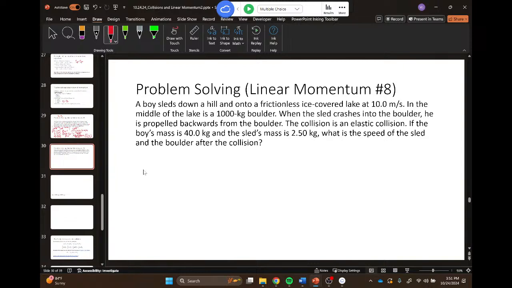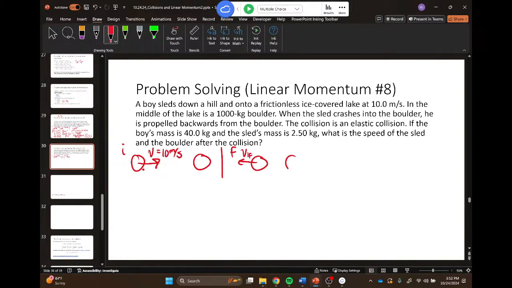So you got your boy. He's going 10 meters per second. He's on a sled. And you got a rock. And that rock, it is not necessarily specified here, but it's not moving. Most boulders you interact with won't be moving. So, we can make that assumption pretty safely. And then the final situation, the boy's going to bounce backwards.